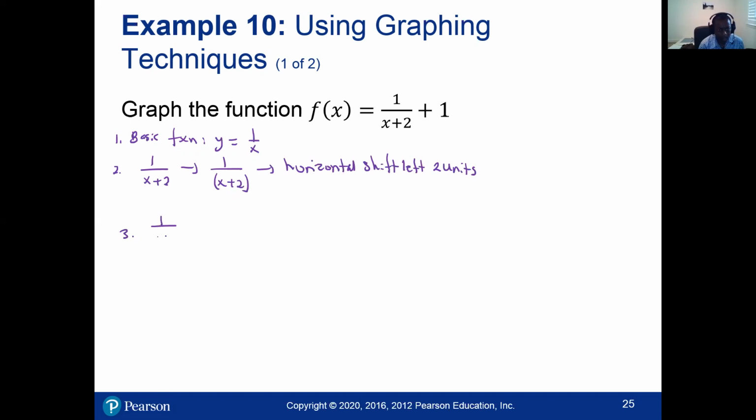And then step 3, we have 1 over x plus 2, then we are adding 1. Okay. Plus 1 is going to be a vertical shift. Is it going to go up or down? It's going to go up. Why? Because of the plus. Plus 1, 1 unit. Okay, so we're going to put this together and sketch the graph. It's going to go to the left 2 units and up 1 unit.